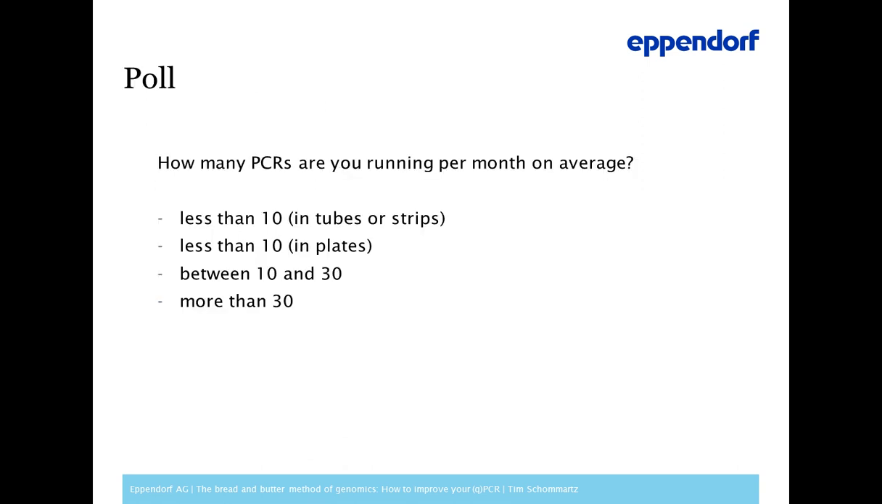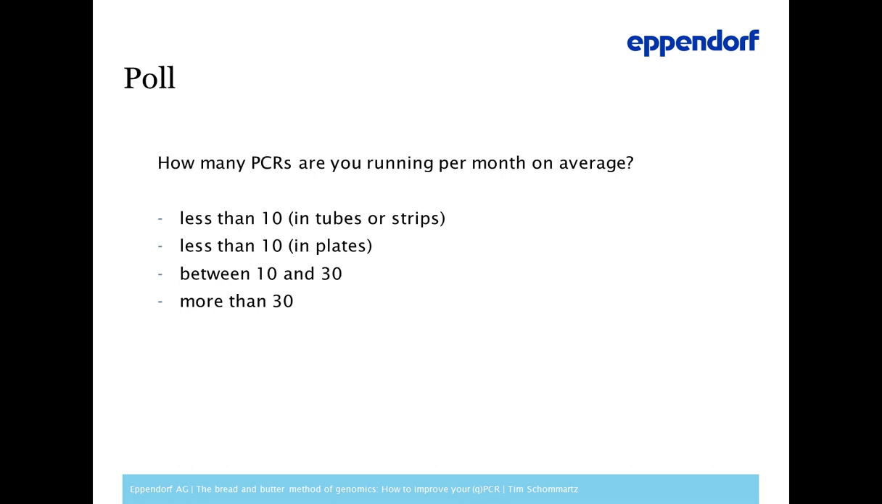All right. So after talking a lot about EP Motion and automation in general, I just want to know how many PCRs are you actually running per month in your lab on average? Is it less than 10 and you do this in tubes or strips? Is it less than 10 but in plates? Is it between 10 and 30, or is it more than 30 a month? And of course, it does not only account for PCR, but also for qPCR. I didn't put that in the poll here.